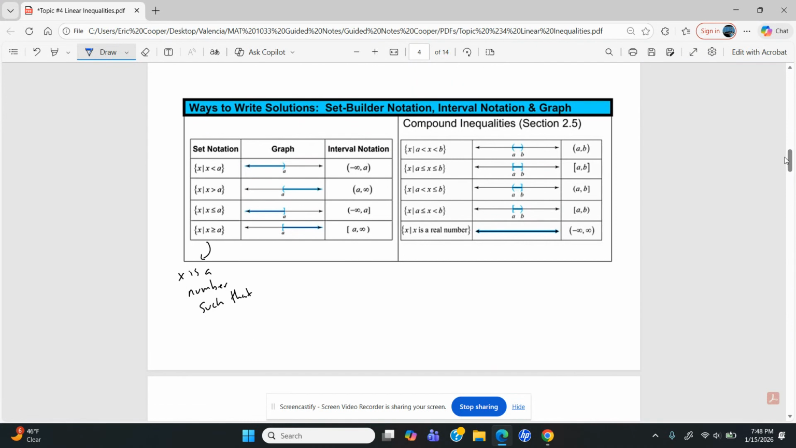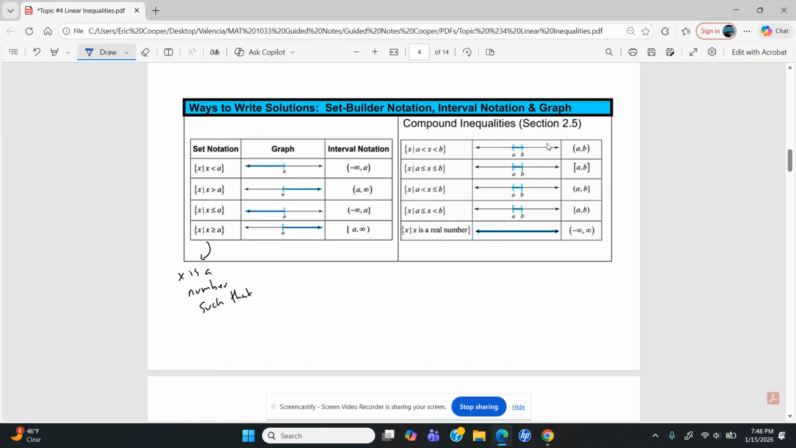Ways to write our solutions. Here we're going to typically write our solutions in interval notation, but let's set you up with a couple other ways that we can read it. On the left side of the column, you'll see set notation. Basically, the way set notation works is it's saying x is a number such that, and then the inequality. So for the first one, x is a number such that x is less than some value of a.